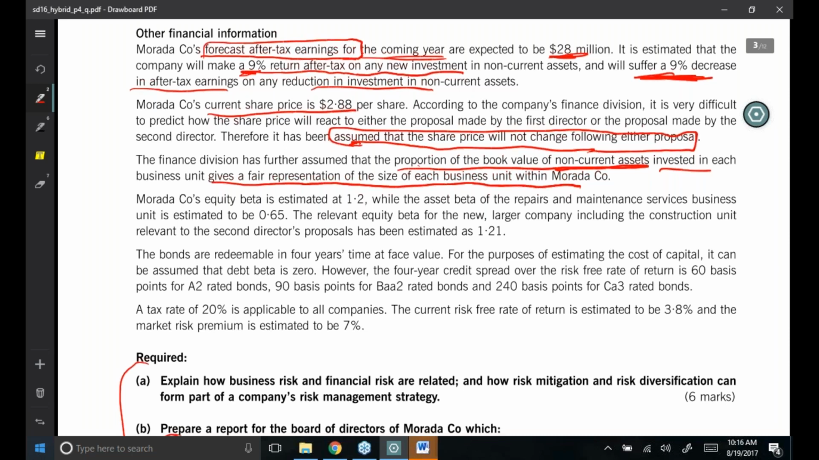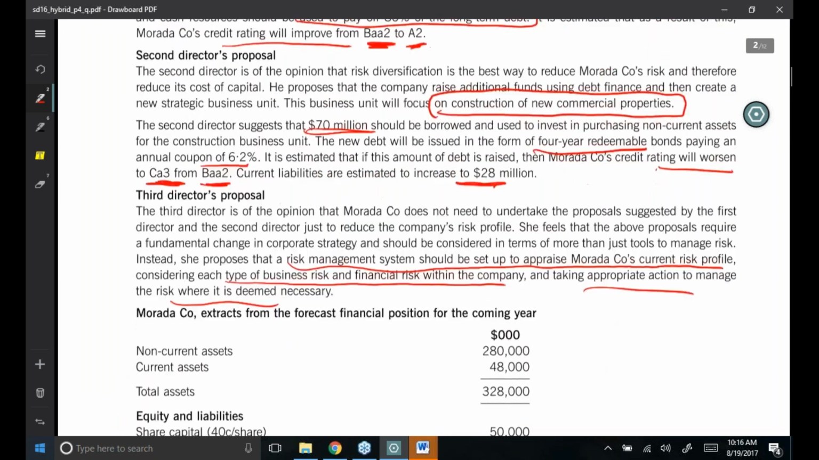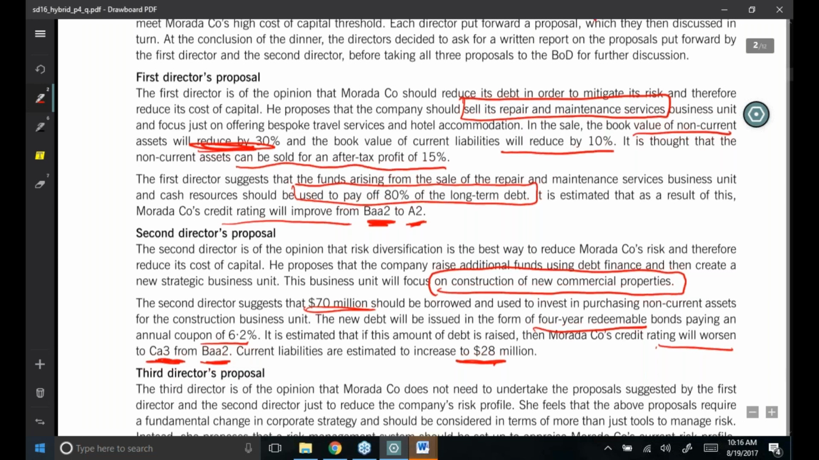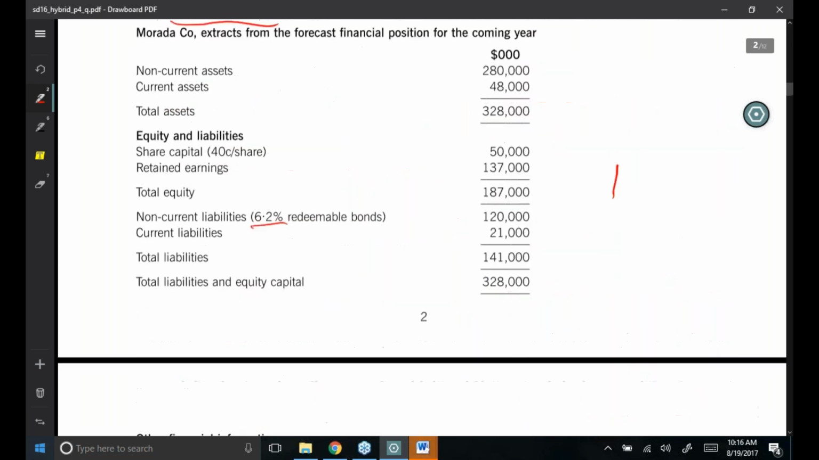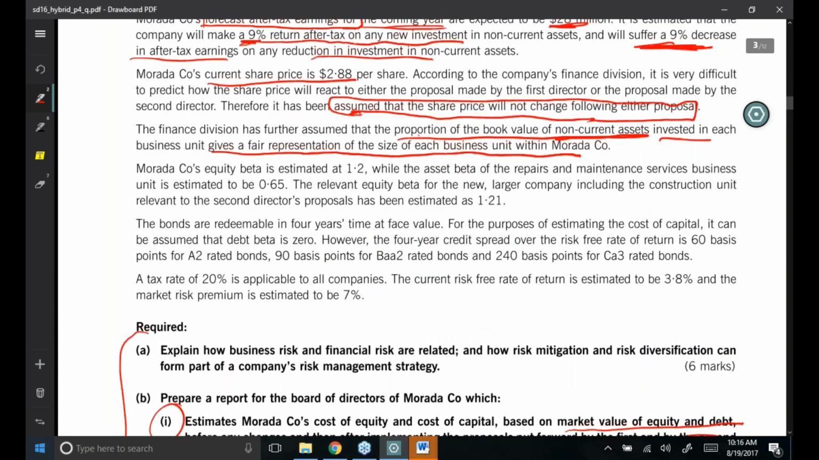So if we go to the previous page, the repair and maintenance services will reduce the non-current assets by 30%. That means the maintenance division has a size of 30%. If the maintenance division has a size of 30%, that means the travel division must have a size of 70%.